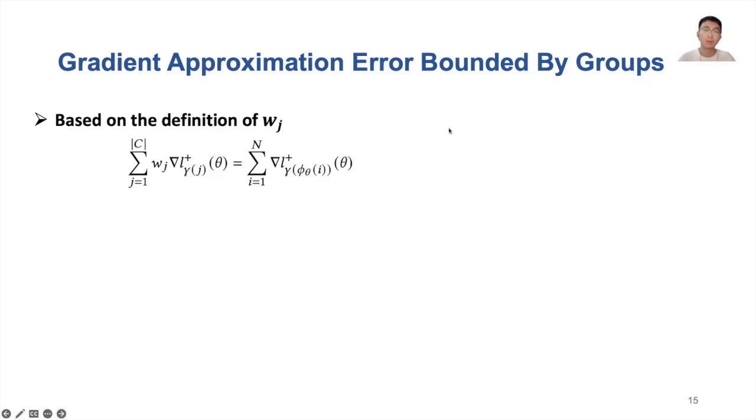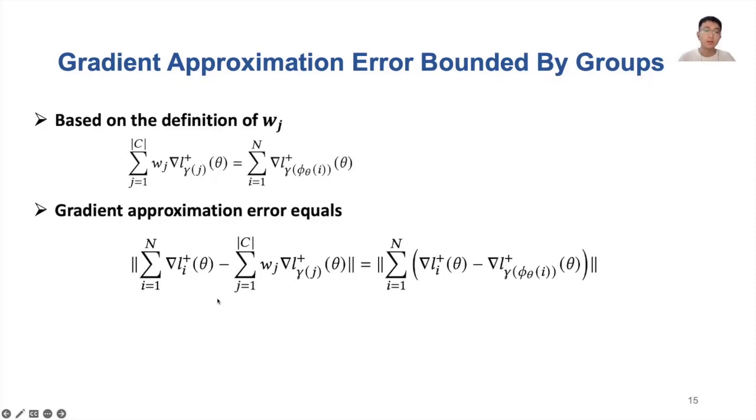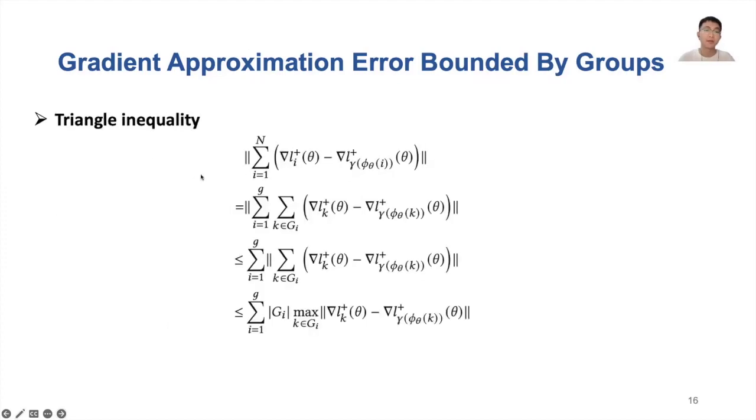Next, we'll prove that the full gradient can be bounded using partial feature similarity values in each individual table of different groups. Firstly, using the definition of weights, we have this equation. We can then use this equation to first transform the gradient approximation error like this. After that, we can apply the triangle inequality.